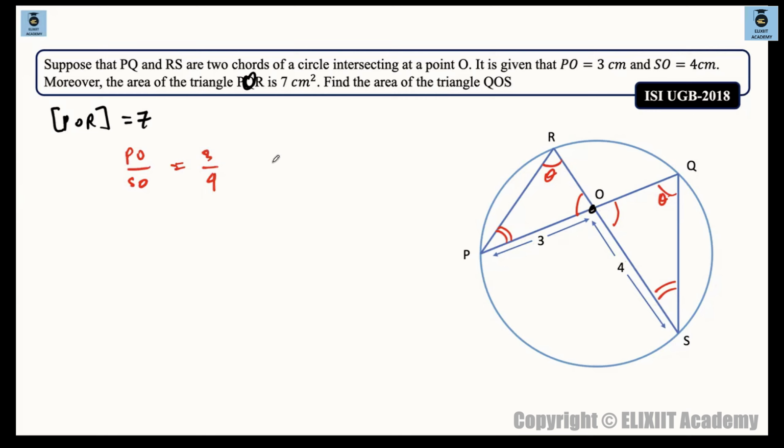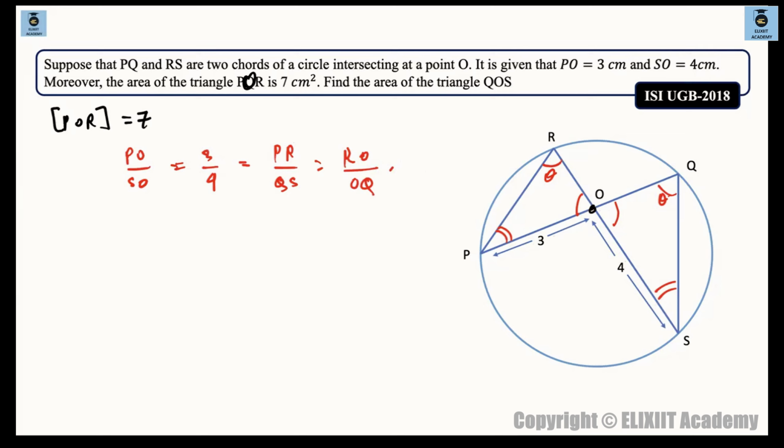ठीक है, and this is also equal to PR by QS, है ना, PR by QS, which is also equal to RO by OQ. चलेगा? अच्छा, तो next what we can do, we need to find the area of triangle QOS.